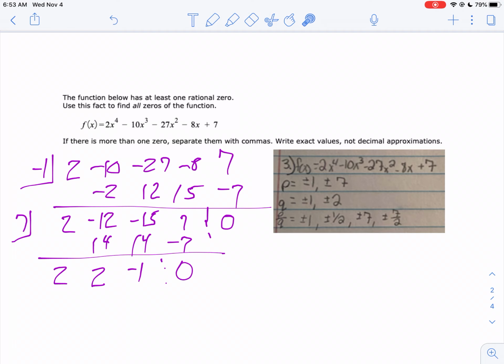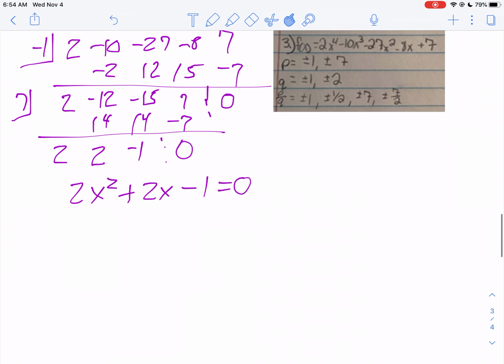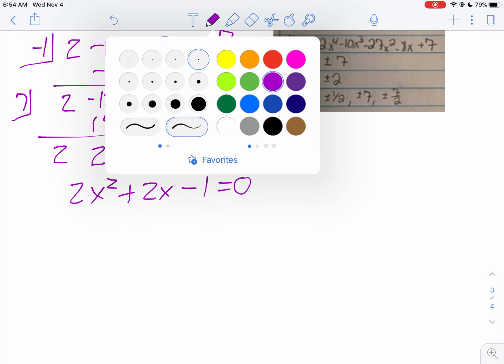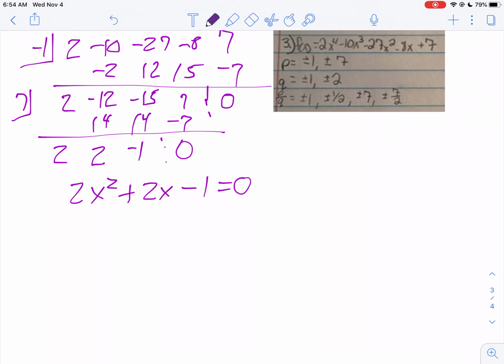Now remember, I've got 2 irrational roots. I got to find those. I can't find irrational roots by using synthetic division. However, every time you do synthetic division, you get a depressed polynomial. So this was 2x to the fourth. So this is 2x cubed. This is 2x squared. So in other words, I've got 2x squared plus 2x minus 1 equals 0. That does not factor. If it did factor, I'd have rational roots. So I'm going to use our friendly quadratic formula to find my other 2 irrational roots.